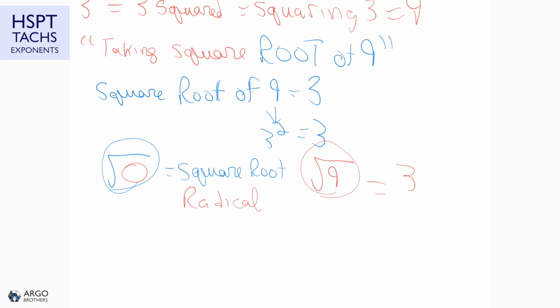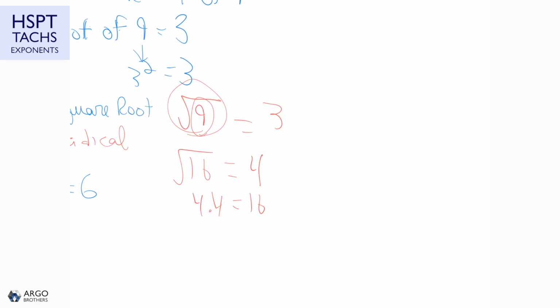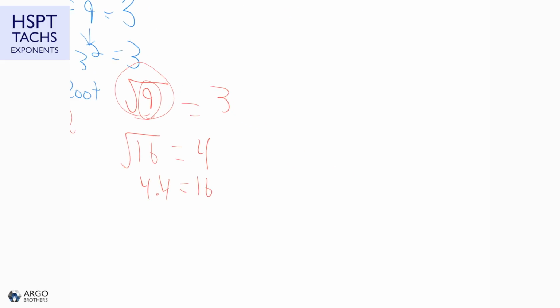Okay, so for square root, you're finding what number multiplied by itself equals this number inside the square root. So the square root of 16 would be something times something equals 16. Well, that number is 4 because 4 times 4 is equal to 16. All right, and now we can try even the square root of 36 would equal 6 because 6 times 6 is 36.